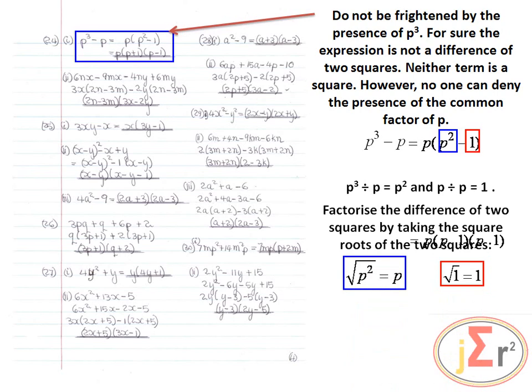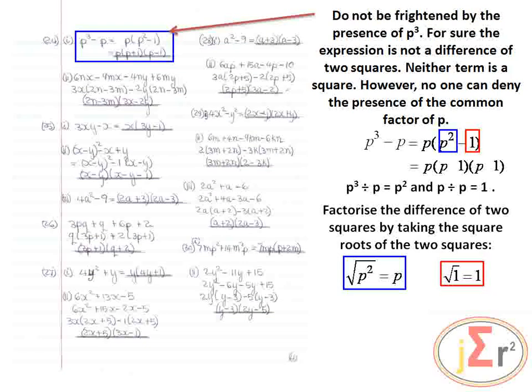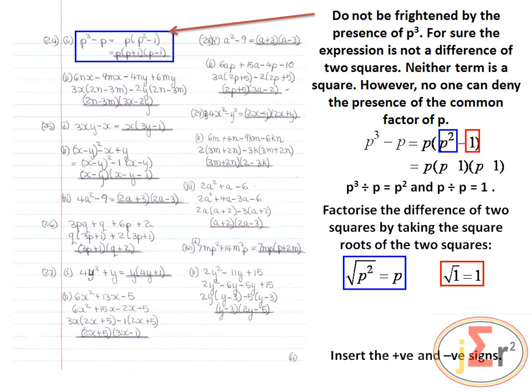And as usual, we place them in brackets and we separate them by a positive sign in one pair and a negative sign in the other. And that's all there is to it. Insert those signs, a positive and a negative, or you may say a negative and a positive. As long as one is positive and one is negative, then we will be correct.